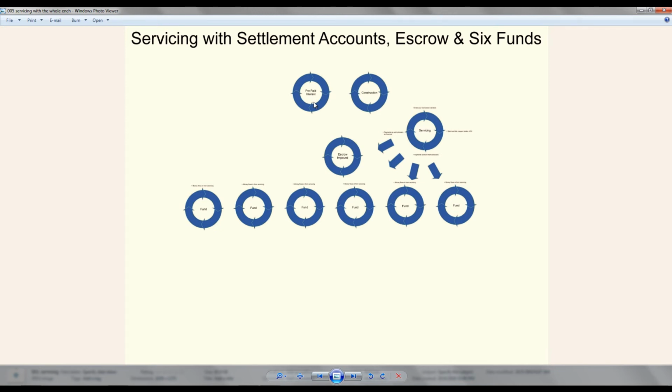So again, I hope that was helpful. These don't have to be separate bank accounts. They should be separate ledgers at the very minimum within whatever system you're using.